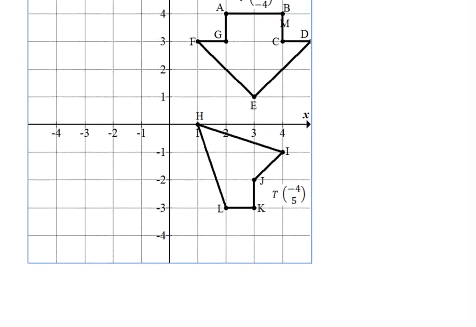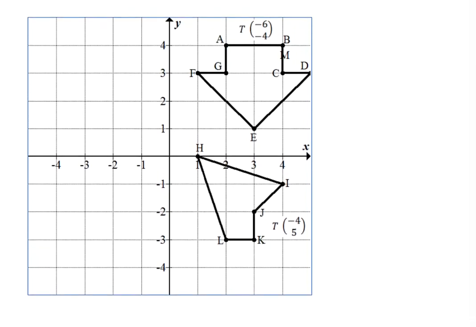In this diagram, the translation vector being minus 4, 5 is saying move the shape 4 units to the left and 5 units up. So 4 units to the left would be 1, 2, 3, 4 units to the left. 1, 2, 3, 4, 5 units up. This would be the new position of H. That would be H prime.